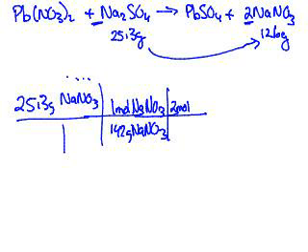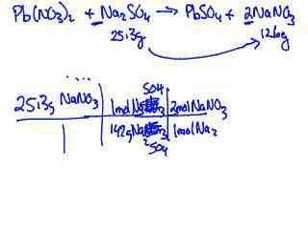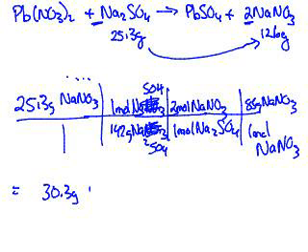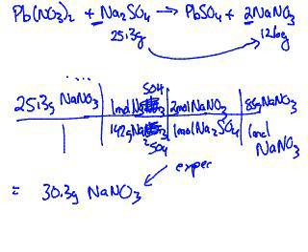Actually, this is sodium sulfate. Sorry about that. Na2SO4. And then we'll have 2 moles of sodium nitrate to 1 mole of sodium sulfate. And then we multiply by the molar mass of sodium nitrate, and you get 85 grams of sodium nitrate to 1 mole of sodium nitrate. That comes out to be 30.3 grams of sodium nitrate. So this is how much you expect to get out.